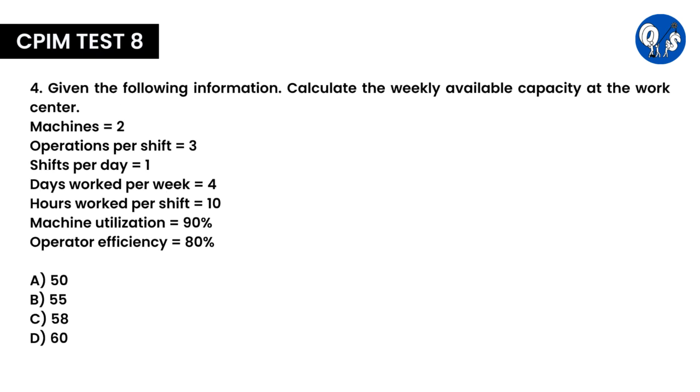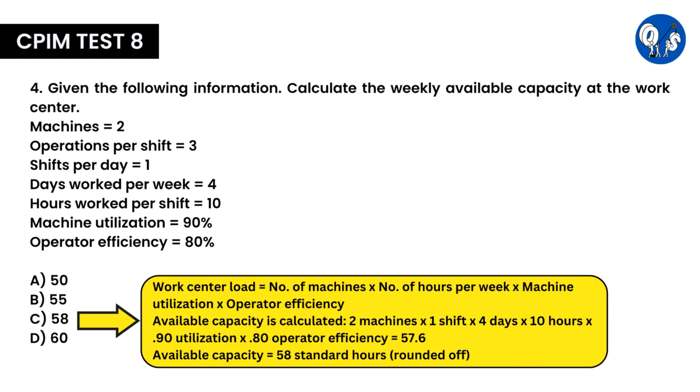Question number 4. Given the following information, calculate the weekly available capacity at the work center. Here the correct answer is C. Relevant formula and calculation is displayed on the screen for your easy understanding.